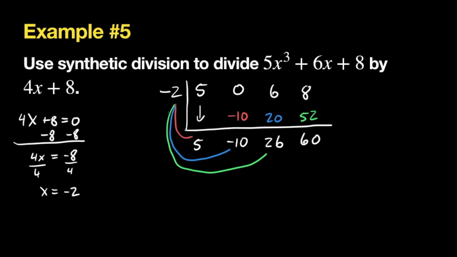In this case, our remainder is larger, but we're going to get 5x to the second. Again, 1 lower than what we started with, minus 10x plus 26, and with a remainder of 60. If you see a problem where you have no remainder, in those cases you don't have to write the remainder.